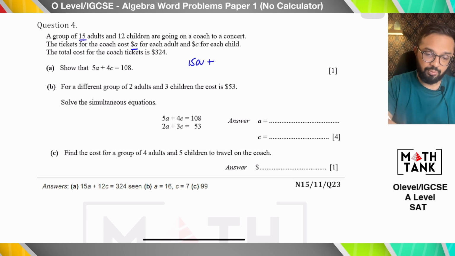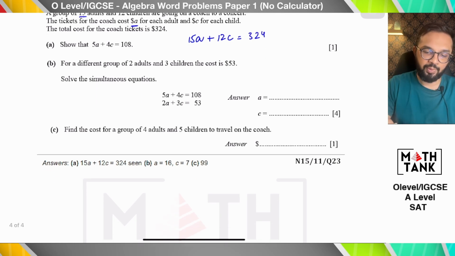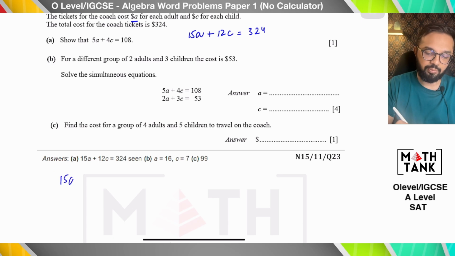But there were also children. How many children? 12, and each of the tickets costs C, so 12 into C gives me 12C. What is the total cost? It's 324. Let's see if we can find something that we are able to take common and reduce this. And I think I can take a 5 common. No, sorry, a 3 common. So that would give me 5A plus 4C equals 324.